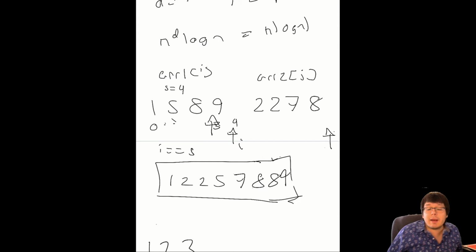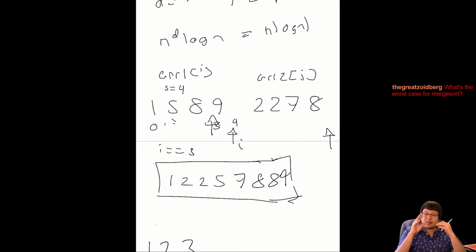Like, you will never have a case where it's like 2, 2, 7, 1. That won't happen, because that means that something else would have messed up before.